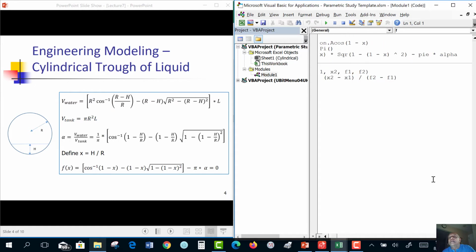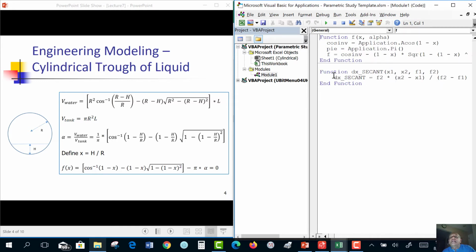So we have this function minus pi times alpha. And then we have this secant function. Notice, remember, we were going to be computing the f1 and f2. As I said, if it is expensive to compute, don't keep recomputing. So don't compute inside the function as well if you are going to compute it for your Excel table. Here I have dx secant, which we know is a function of these four things. So I have programmed that.